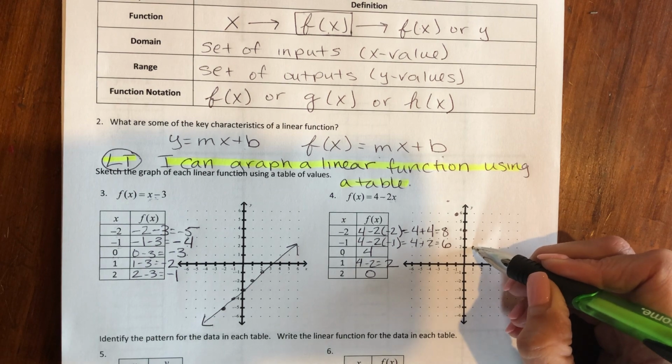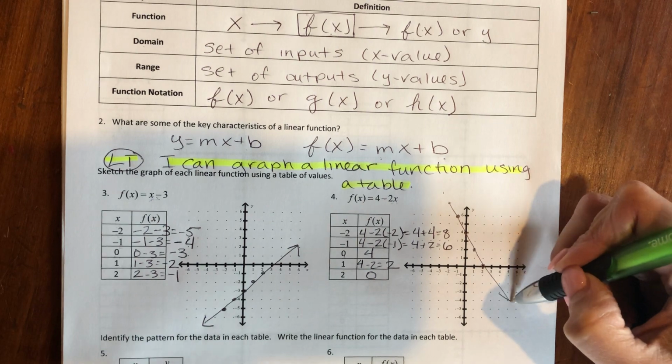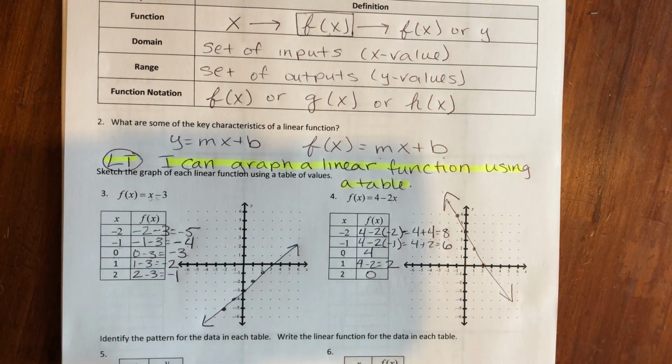1, 2, 2, 0. There is your straight line.